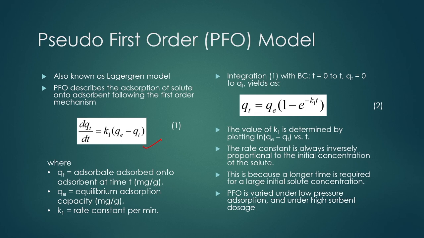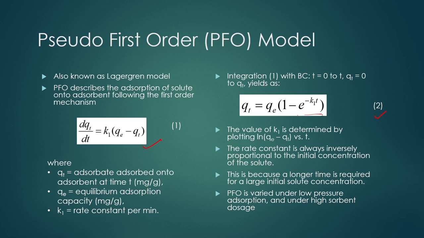This is generally expressed in milligram per gram. And qe is the equilibrium adsorption capacity, also in milligram per gram. And k1 is called the rate constant, per minute. Then if you integrate equation number 1 with the boundary condition of t equal to 0 to t, that means within a time limit of 0 to t, the amount adsorbed onto the adsorbent surface goes from 0 to qt, which yields equation number 2. This is expressed as qt equal to qe into 1 minus e to the power minus k1 t.